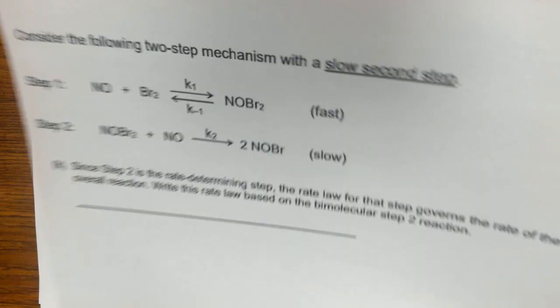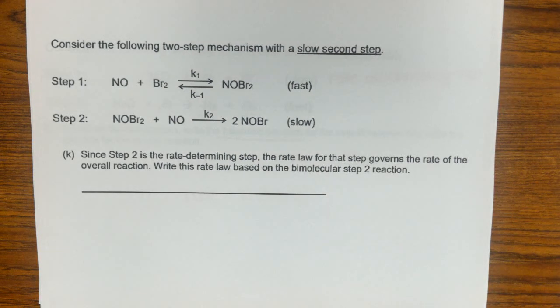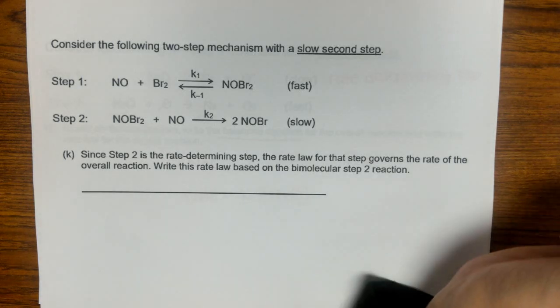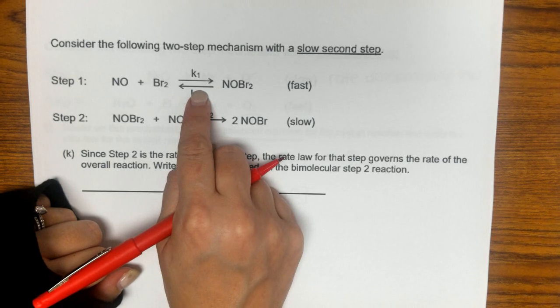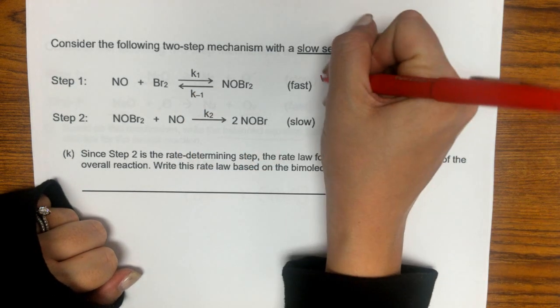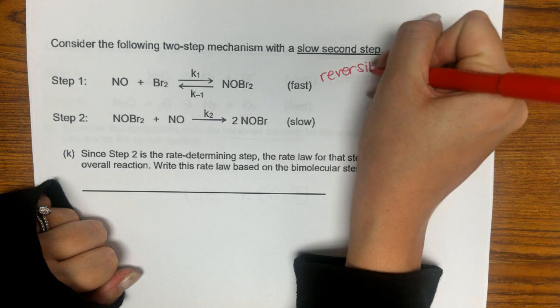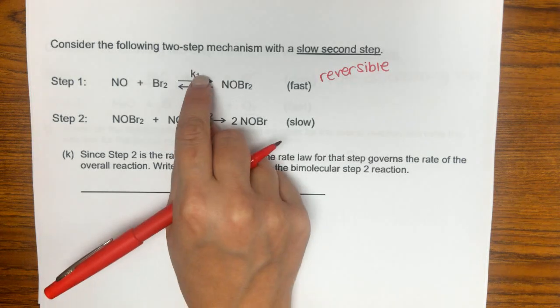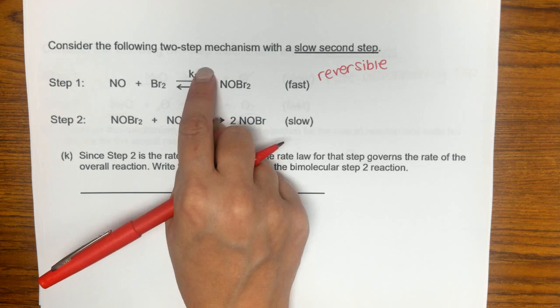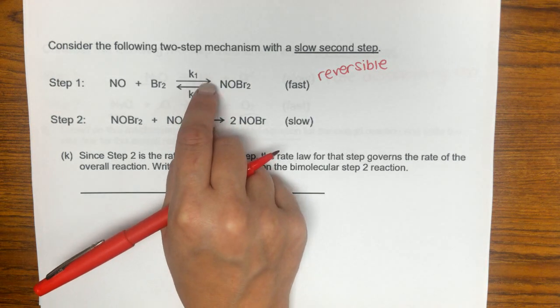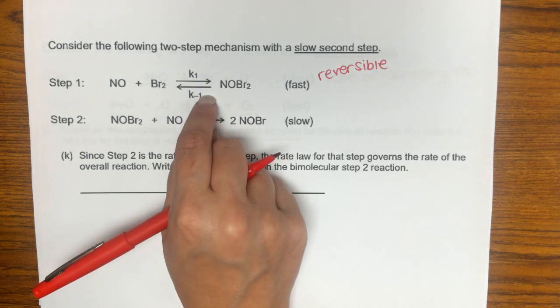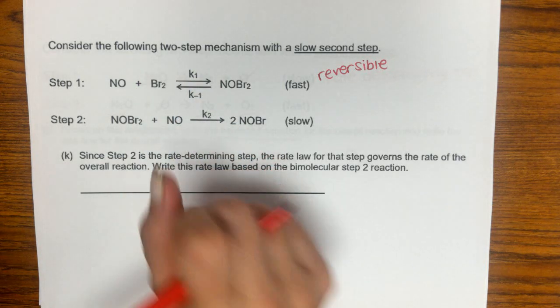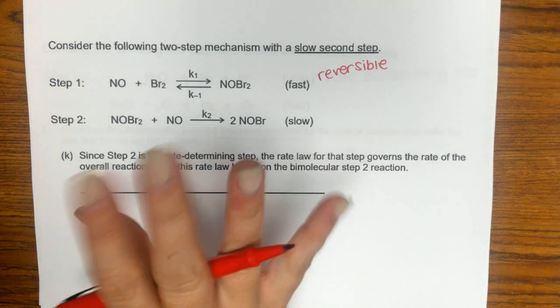Now we're going to look at a reaction that has a slow second step. And so the fast step happens really fast, and looking at this, the arrow forward and the arrow backwards means that that's a reversible step. And then this is telling us that k1 and then k negative 1. k is your rate constant. And so with this labeled, you can kind of deduce that the rate constant for the forward and the rate constant for the reverse are the same. Now, we'll talk about that in a few minutes. Let's just look at the rest of it.